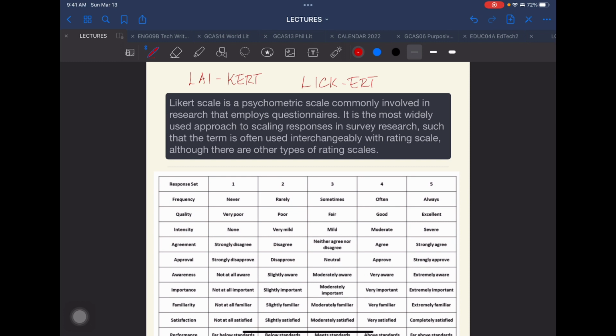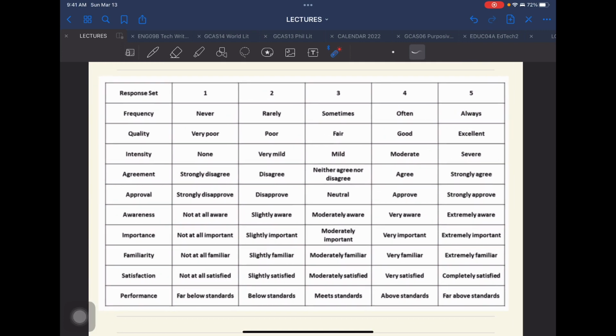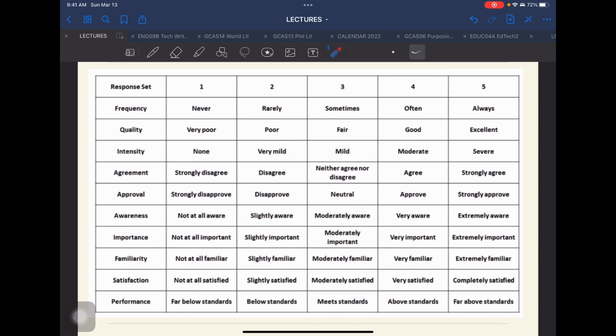So by definition, as you can see on your screen, the Likert scale is a psychometric scale commonly involved in research that utilizes a questionnaire in order to quantify the data that you have gathered in your instrument, which is the questionnaire. It is the most widely used approach to scaling responses in surveys, such that the term is used often interchangeably with what we mentioned earlier, which is rating scale, although there are other types of rating scales aside from the Likert scale. Okay, so this is the definition regarding the Likert scale, and these are the responses that you would encounter when utilizing it. These will depend on the type of research that you are conducting.